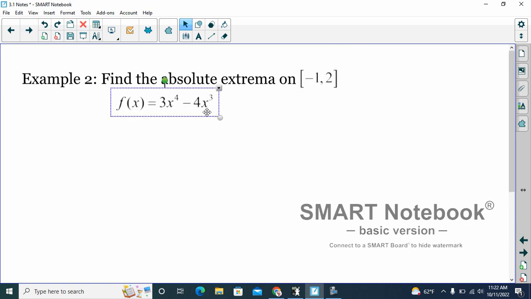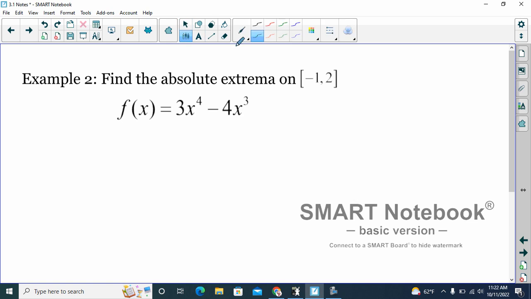So example 2, we are given an equation, f of x equals 3x to the 4th minus 4x cubed. And we are asked to find the absolute extrema on the interval from -1 to 2. Absolute extrema only occur at critical numbers or at the endpoints of the interval.